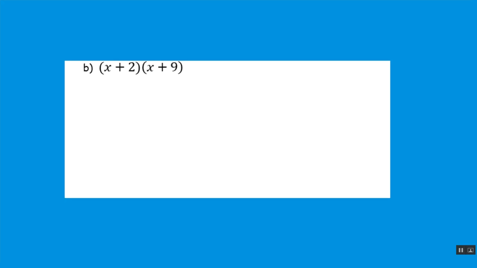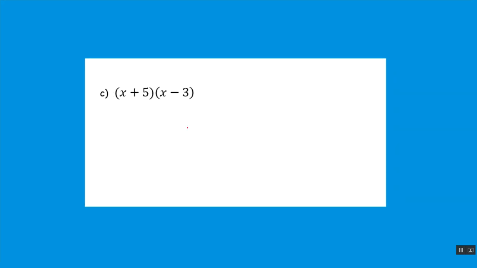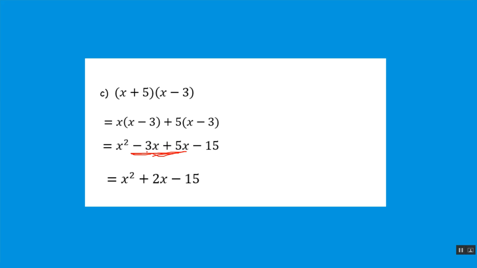Next one. Collect the like terms. And that's our final answer. So with this one, be careful with the negatives. This is like minus 3 lots of a number plus 5 lots of a number. So it's the same as 5 take away 3, which is 2x. And 5 times minus 3 is minus 15.